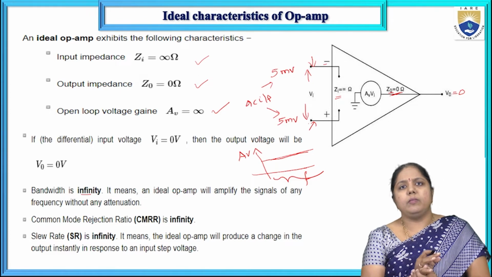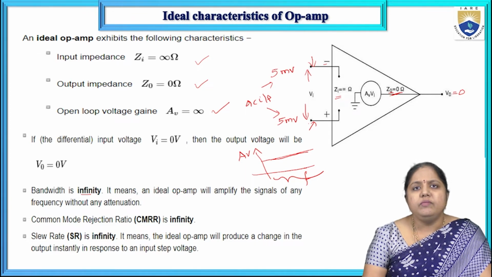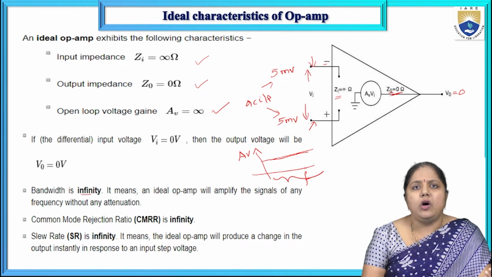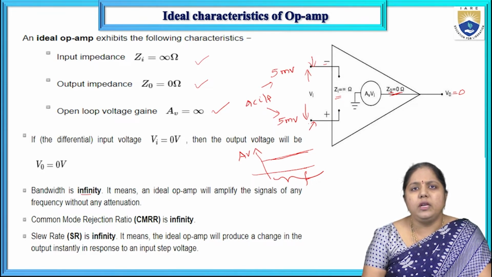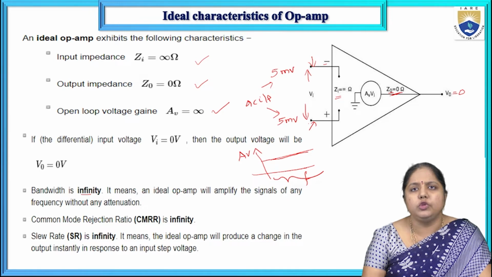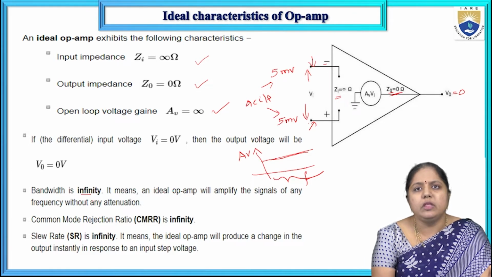What is the significance of this bandwidth? Why should the bandwidth be infinity or a high value? Here the bandwidth signifies all the sets of frequencies, whether audio frequency or radio frequency. For whatever the input signal frequency may be, the output voltage value should be constant. So the gain of the circuit should not depend on the input signal frequency. If it maintains a constant gain, then it signifies that the op-amp has infinite bandwidth.